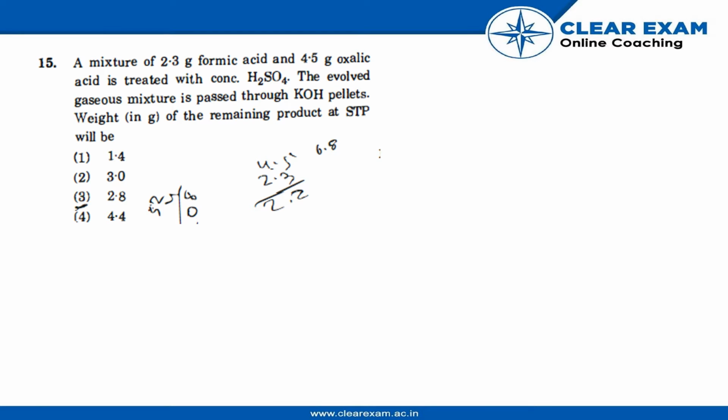So today's question is: a mixture of 2.3 gram formic acid and 4.5 gram oxalic acid is treated with concentrated H2SO4. The evolved gaseous mixture is passed through KOH pellets. Weight in grams of the remaining product at STP will be, and our options are 1.4 grams, 3 grams, 2.8 grams and 4.4 grams.